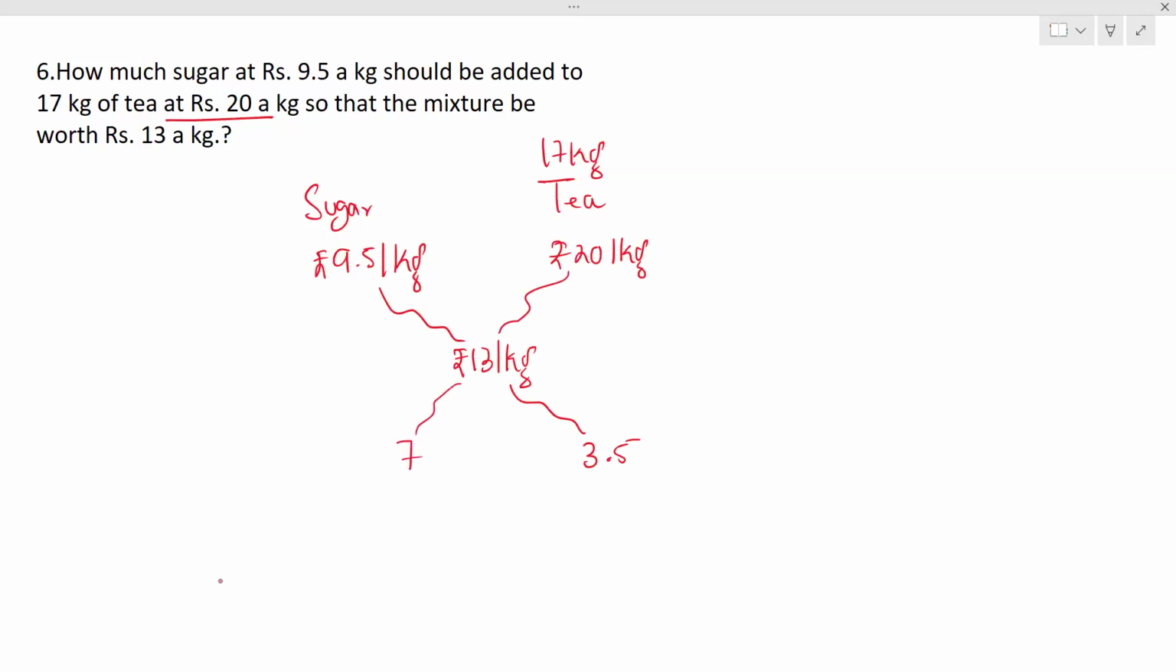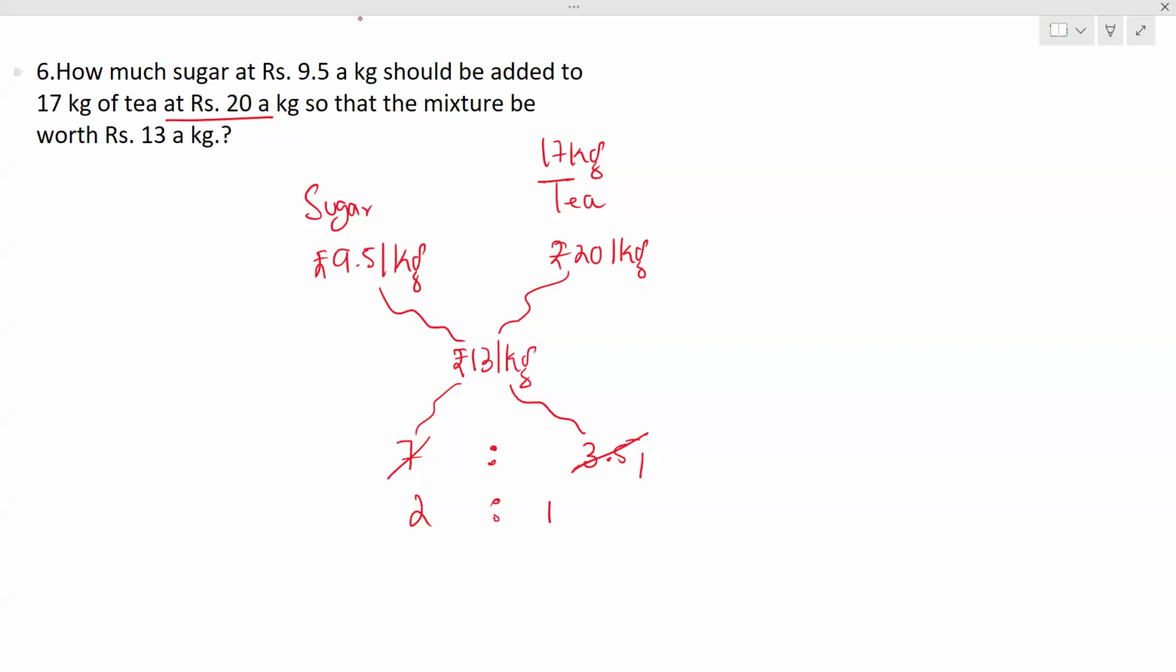Why did you stop here? Is there any common denominator between them? Is this the ratio? 7 is to 3.5. No. 3.5 one time, 3.5 two times. What is the ratio? 2 is to 1. Sugar and tea must be mixed in the ratio 2 is to 1.